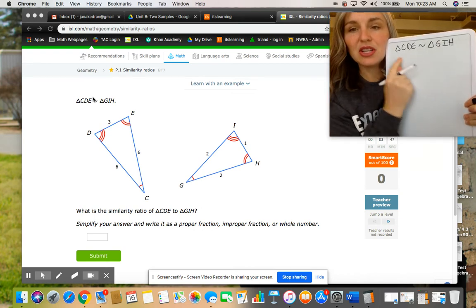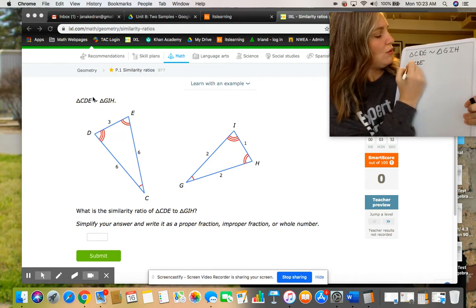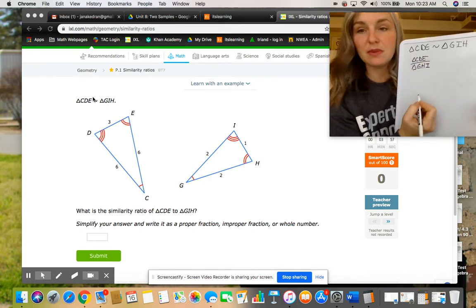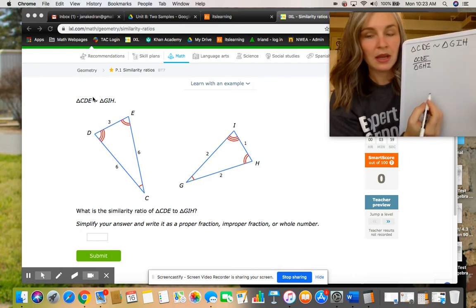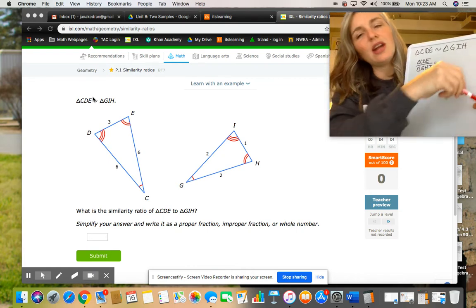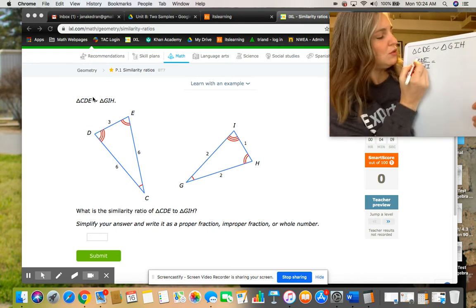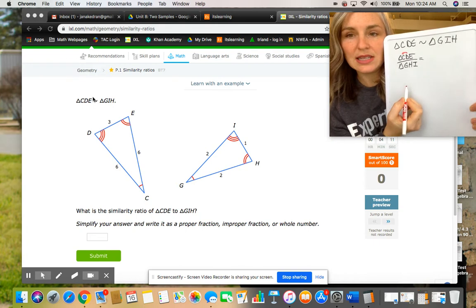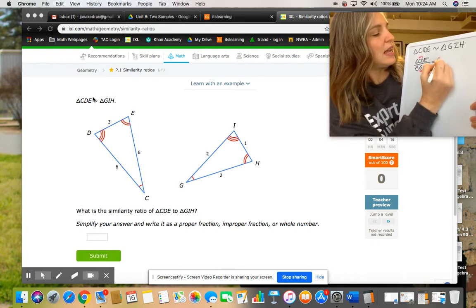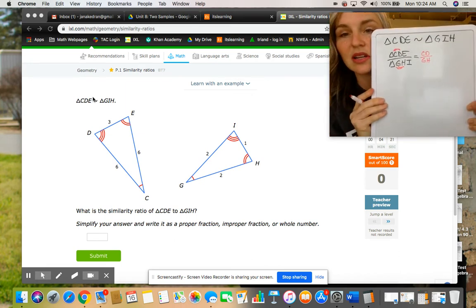right? So I'm actually going to write this as a fraction. I'm going to say triangle CDE over triangle GIH, which is maybe kind of a weird way to think about this, but it'll help me write my similarity ratio. And so what I'm going to do is find just two lengths that I can compare. I could do all 6 comparisons here, but I'm just going to pick 2. I'll just do CD compared to GH, okay?